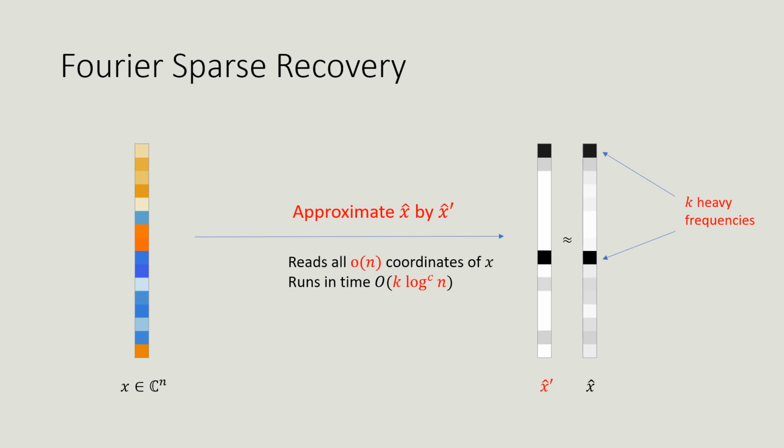Since we only want to approximate the large frequencies, it is possible to read much fewer coordinates of the signal x than all n coordinates of it. And it's also possible to take only sublinear runtime in n, preferably k times polylog n. Note the number of entries we read is always upper bounded by the runtime. We know the number of entries we read, which are called samples, is also k times polylog n. The point here is that we want the runtime to have a linear dependence on k. If it's a polynomial dependence, we want the power to be as small as possible.